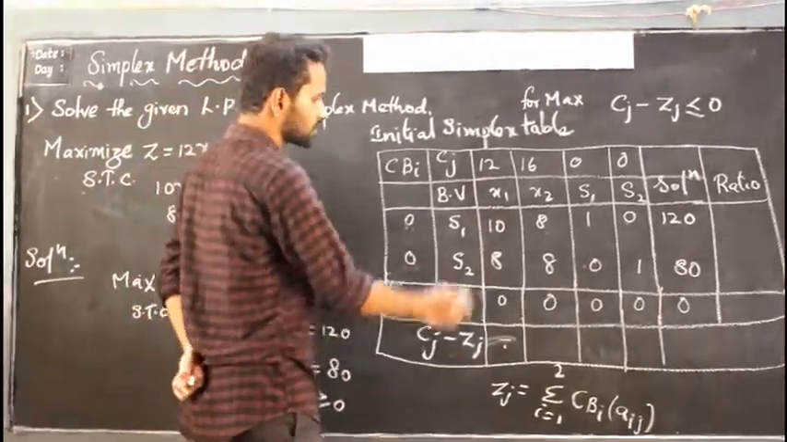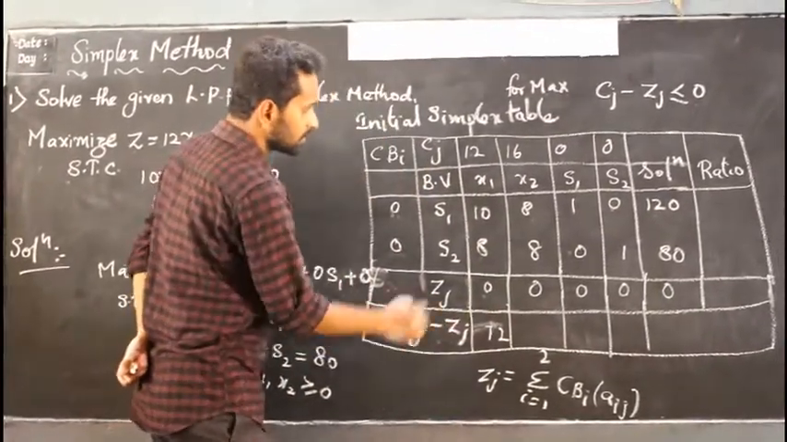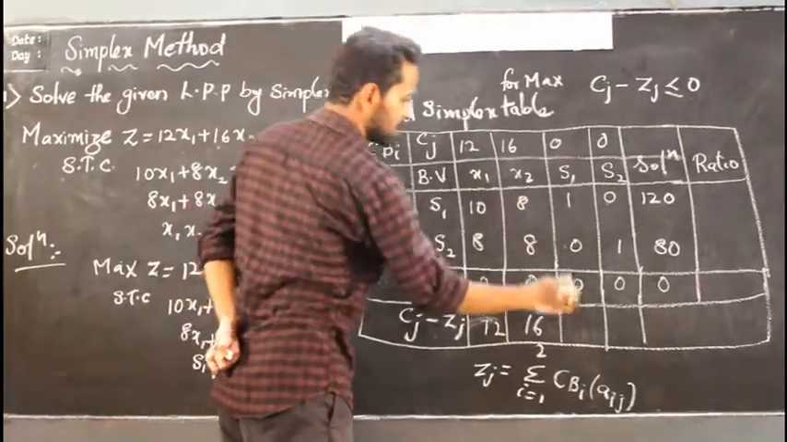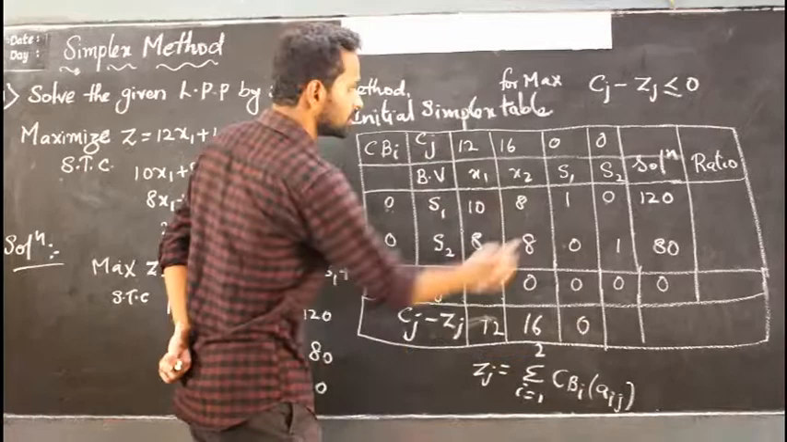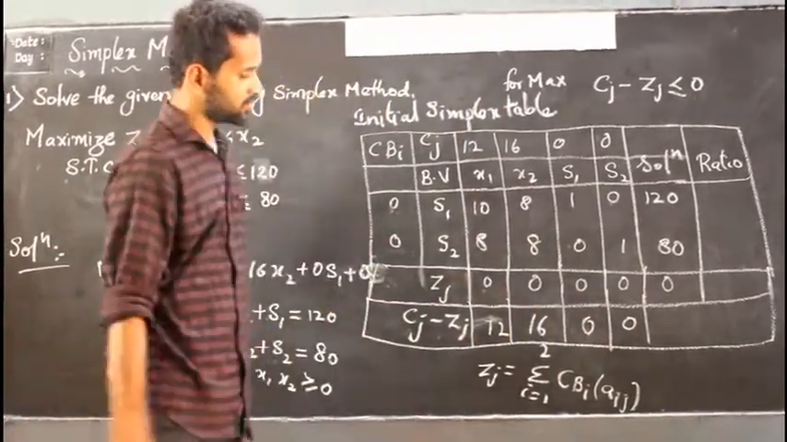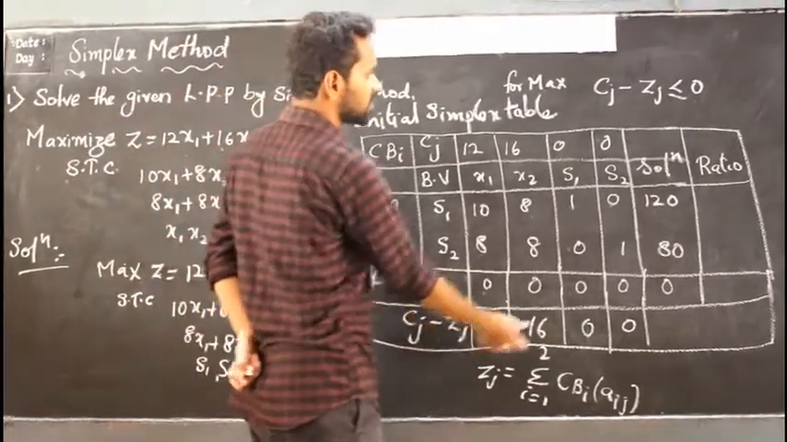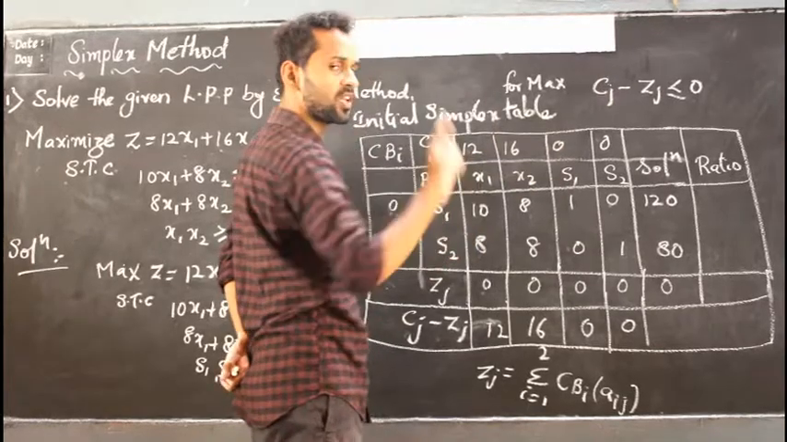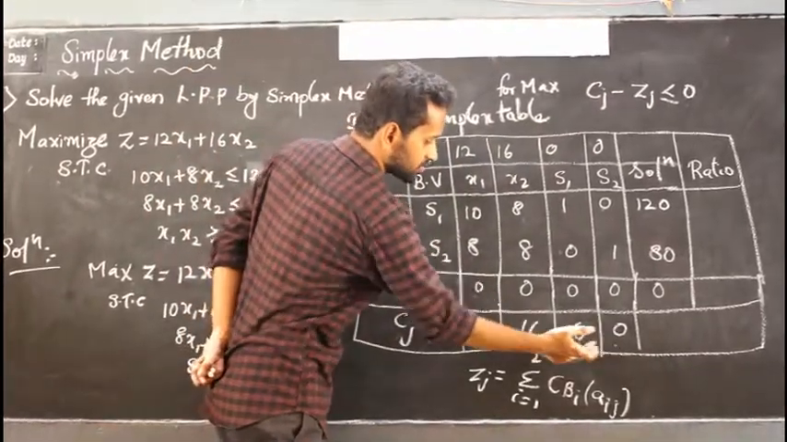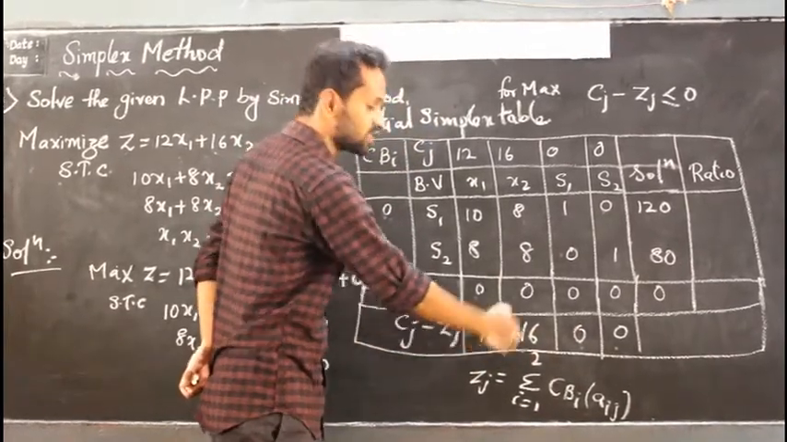So now Cj minus Zj: 12 minus 0 becomes 12, 16 minus 0 becomes 16, 0 minus 0 becomes 0, 0 minus 0 becomes 0. Look at it, all the values are positive and zeros. My condition must be less than or equal to 0, so the element should be either 0 or less than 0. Two values I got are 0 and 0, but these two values are positive, plus 12 and plus 16.